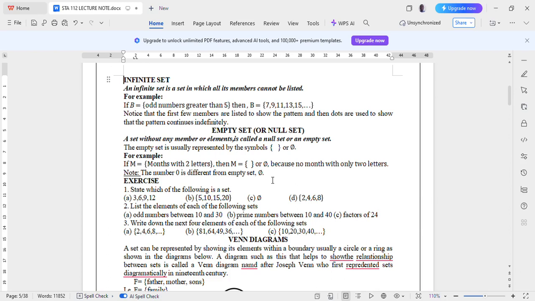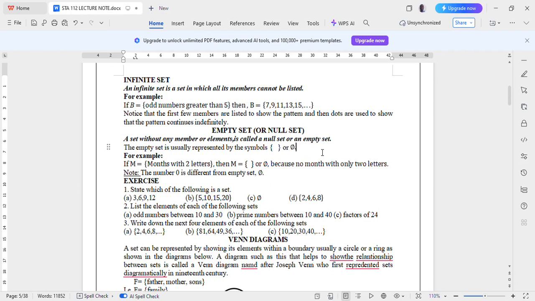The empty set is usually represented by the symbol: you open a curly bracket, then close it, with nothing there. Or use phi, which is one of the Greek symbols. So phi is used to represent an empty set. You can use phi, or you can open a curly bracket and close it without anything inside.